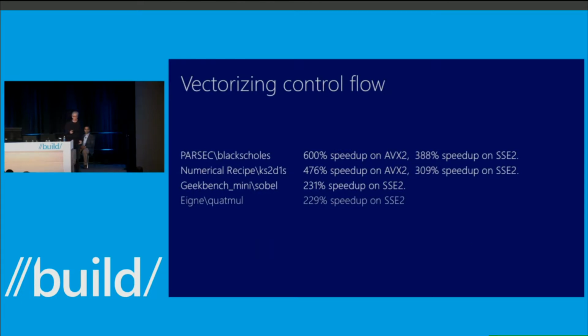So this has a huge impact. If you look at Black-Scholes, for AVX2, that's a 600% speed up. That's a lot. And it's everywhere. It's very pervasive, of course, to have C++ with control flow. So this is something to look out for. If you can actually twist your code to the left or right to make this hit, it's a big deal.